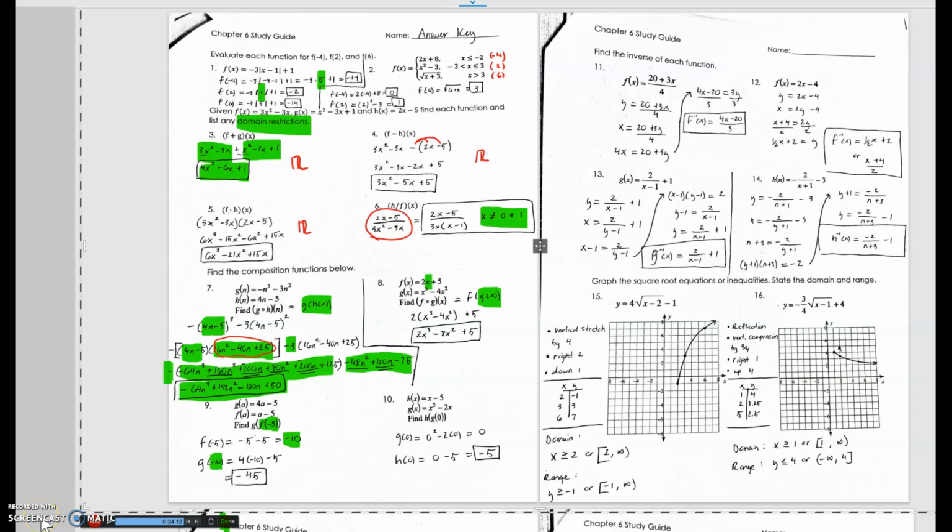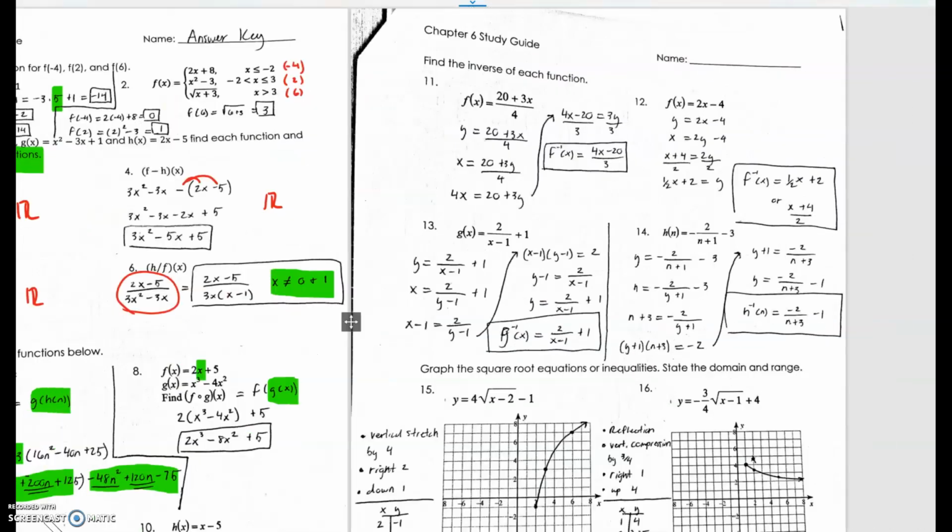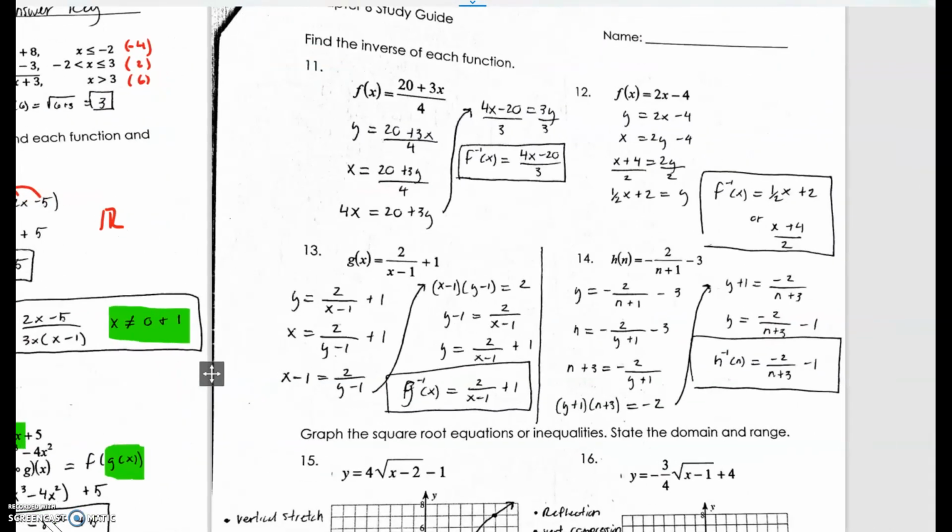Welcome back, guys. This is the second video going over the study guide. So we left off with the second page. Let's go ahead and take a look at the second page in the study guide. Find the inverse. So to find the inverse, we had a few steps.